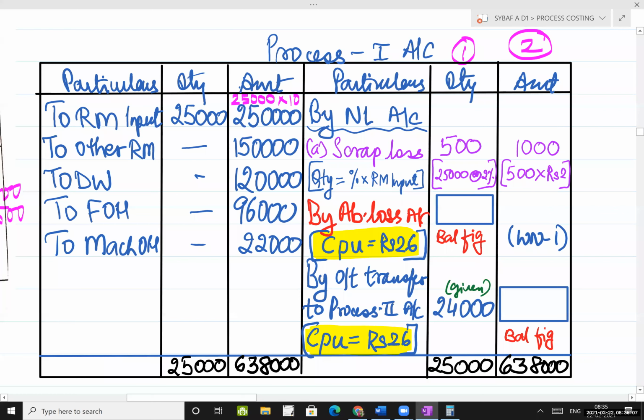See, I have written here 1. इधर 1 लिखा है, मतलब you have to first close the quantity column. Second लिखा है, मतलब then the amount column. So total 25,000 minus 500 minus 24,000. तो 500 बच गया. So that 500 is what? Balancing figure, abnormal loss.